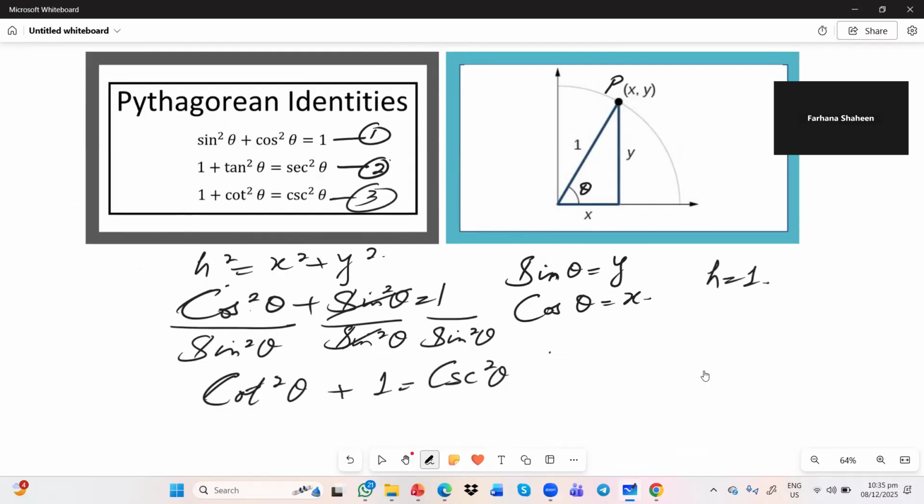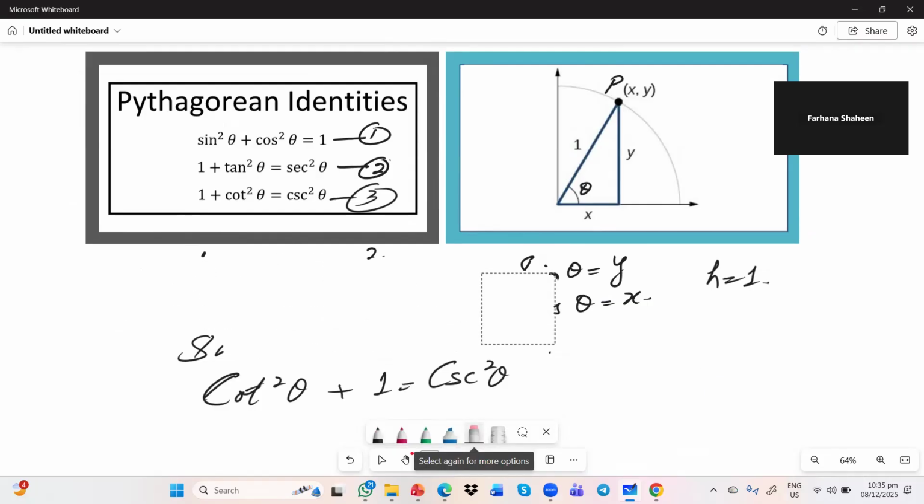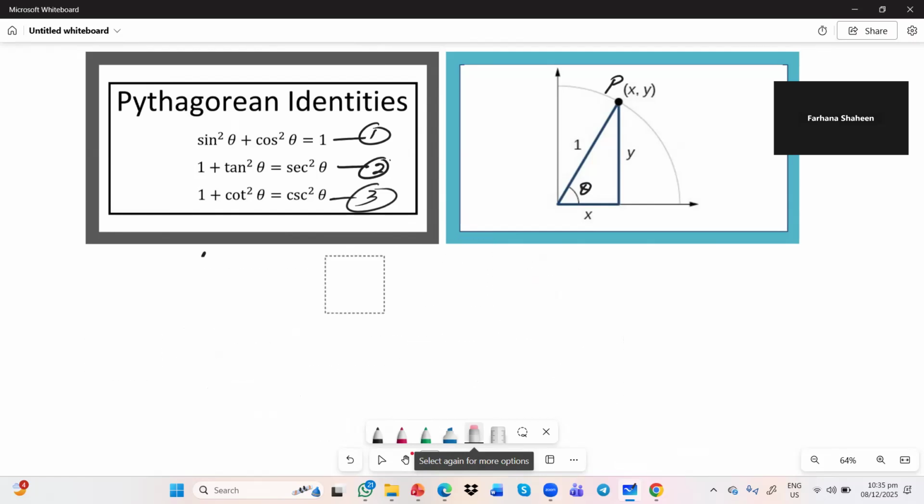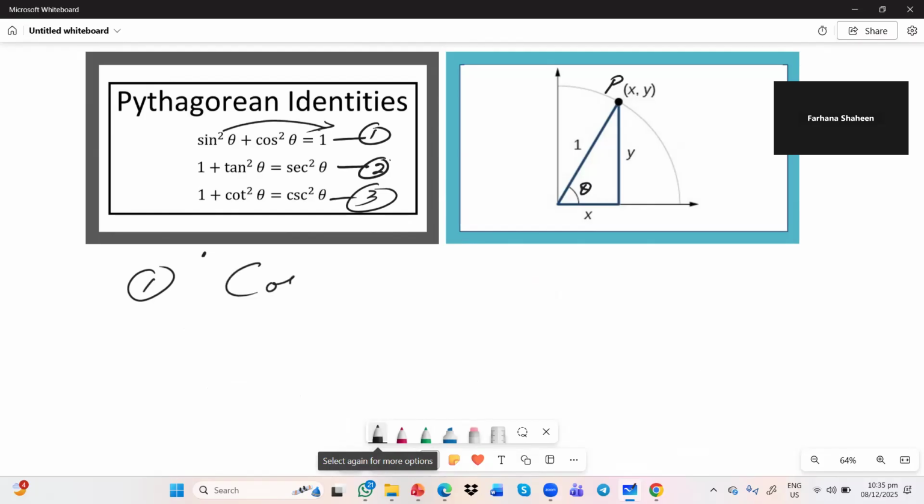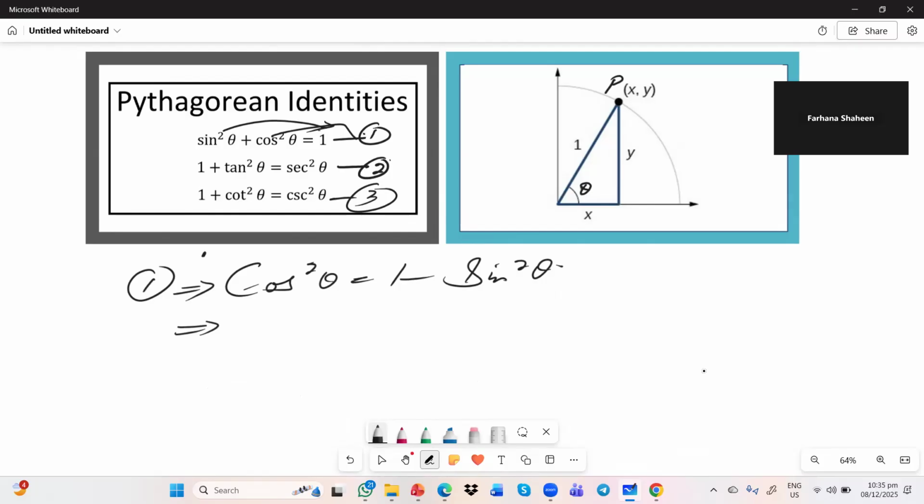Now, from these three, we can make 6 more. For example, from the first one, if we take sine square to the other side, we'll have cos square theta is equal to 1 minus sine square theta. And if we take cos square theta to the other side, we'll have sine square theta is equal to 1 minus cos square theta.